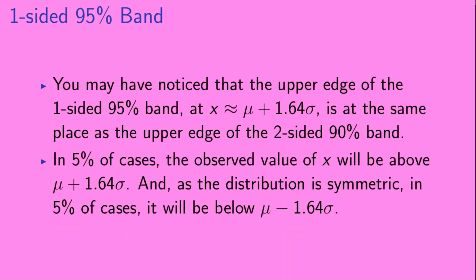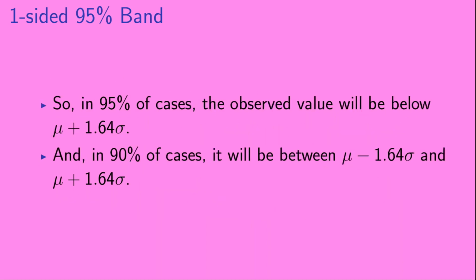So you might have noticed that the upper edge of the one-sided 95% band, located at x equals mu plus 1.64 sigma, is at the same place as the upper edge of the two-sided 90% band. So in 5% of cases, the observed value of x will be above mu plus 1.64 sigma. And as the distribution is symmetric, we also know that in 5% of cases, it will be below mu minus 1.64 sigma. So in 95% of cases, the observed value will be below mu plus 1.64 sigma. And in 90% of cases, it will be between mu minus 1.64 sigma and mu plus 1.64 sigma.